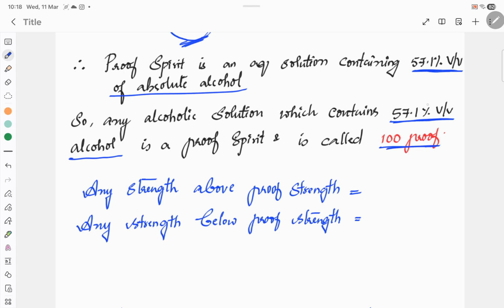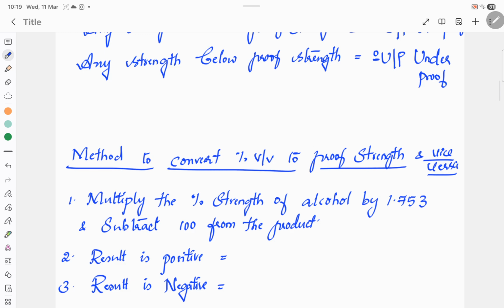Any strength that is above this 57.1% volume by volume, we call it overproof, and we write it like this. Anything that is less than this concentration we call underproof. This is important: degree overproof and degree underproof. In India, the excise duty is calculated in terms of rupees per liter of proof alcohol. So any percentage volume by volume of alcohol can be converted into proof strength, and vice versa also.